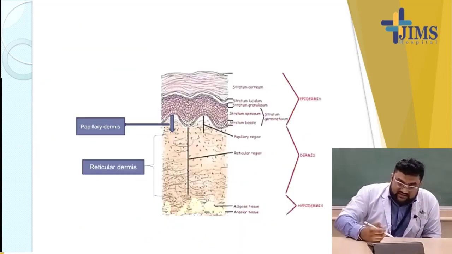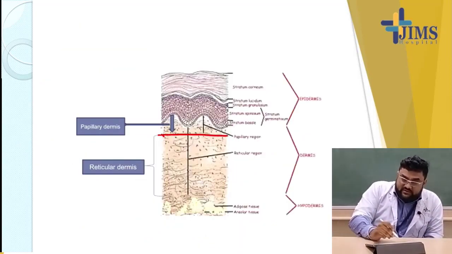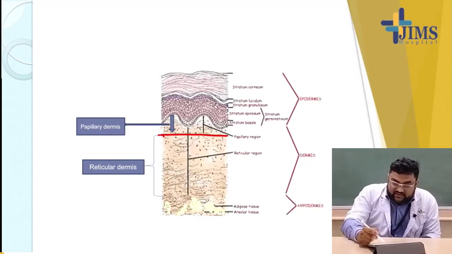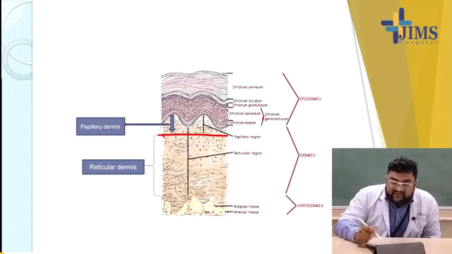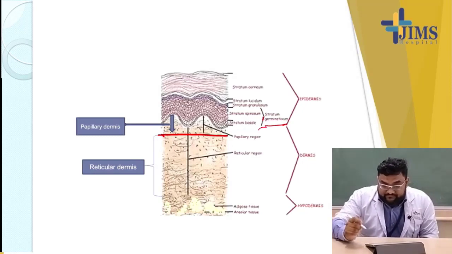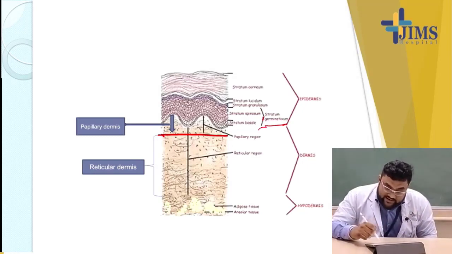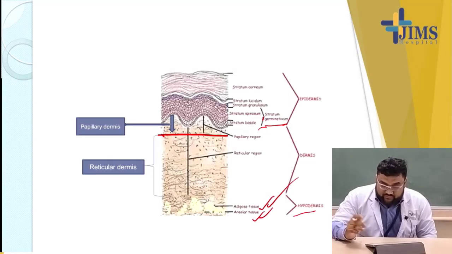So as you can see, this is the papillary dermis, and this whole thing is the reticular dermis. We have the stratum corneum, stratum lucidum, stratum granulosum, stratum spinosum, and stratum basale. And these two layers, stratum spinosum and the stratum basale, together are called the stratum germinativum. And in the hypodermis, the subcutaneous fat, we have the adipose tissue and the areolar tissue.